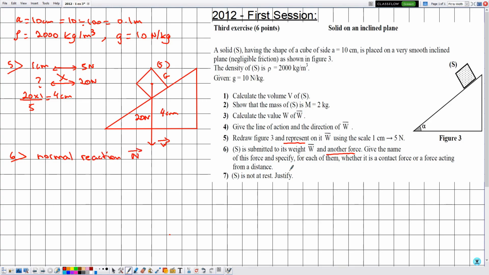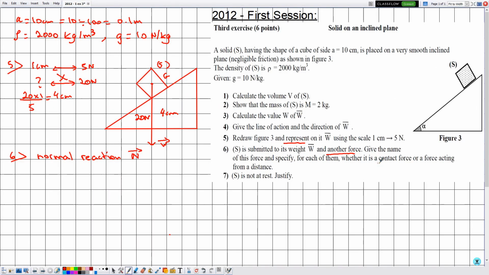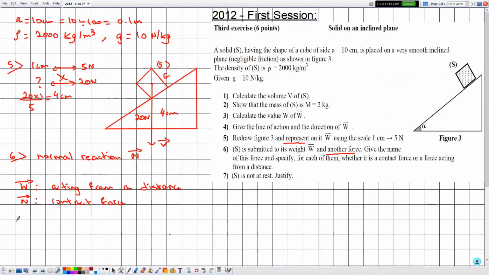And vector N. And we need to specify for each of them, so for both forces, whether it's a contact force or a force acting from a distance. We know that the weight W, this is the first force, is acting from a distance. And the other force, which is given by the normal reaction N, is a contact force, because we know that the only 3 forces that are classified as an action at a distance are given by the weight, the electric, and the magnetic, and all other forces, in particular the normal reaction, are classified as contact forces.